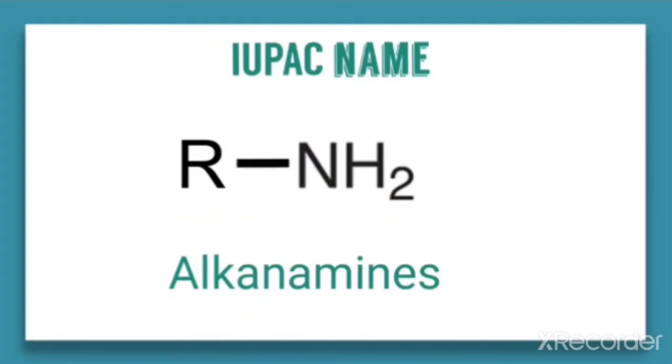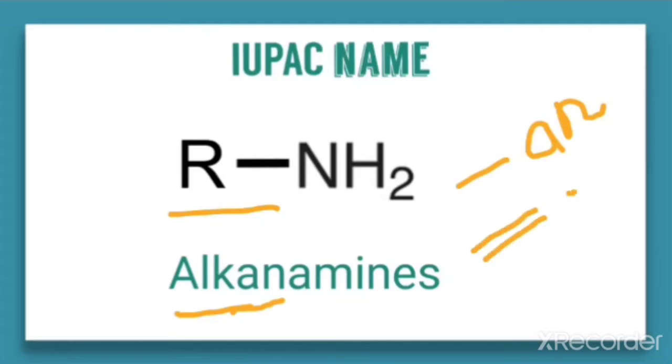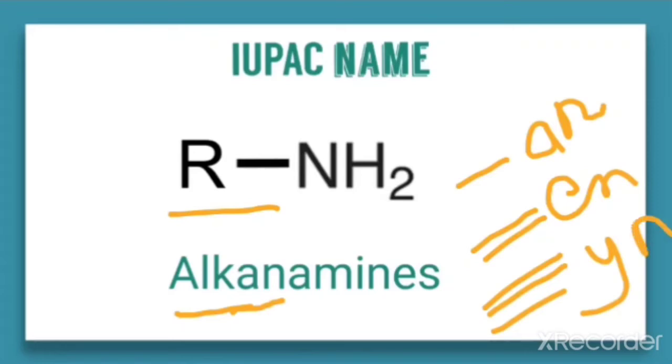So what will be the name for this one? It is the word root, that is alkane with a primary suffix. And for the primary suffix, if you remember, for a single bond it is an, for a double bond it is en, and for a triple bond it is yn. So we have to name it this way, and at last we have to use the secondary suffix, that is amine.